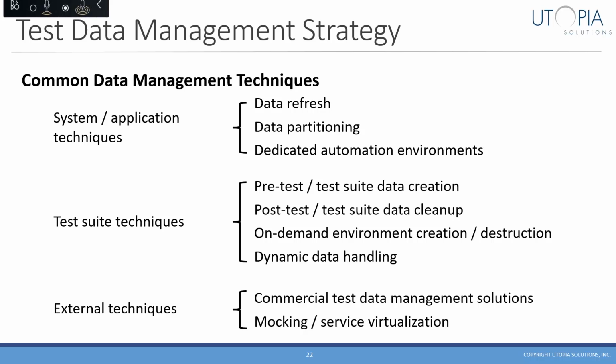First, there are some things that we can do at the application level. We've got the tried and true data refresh, right? It's essentially replacing the current data in your environment with data from a known state. It's a fairly common approach, but the way it's typically done doesn't work very well in DevOps. It's often a slow, long process. And oftentimes that refresh is done at a cadence that's just way too slow for DevOps.